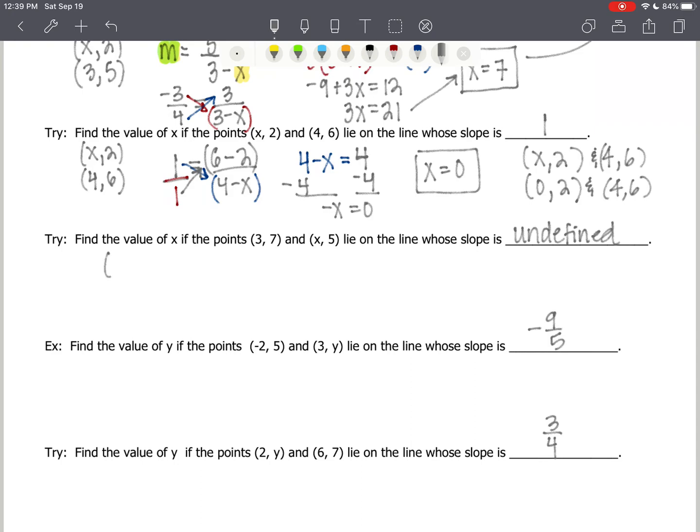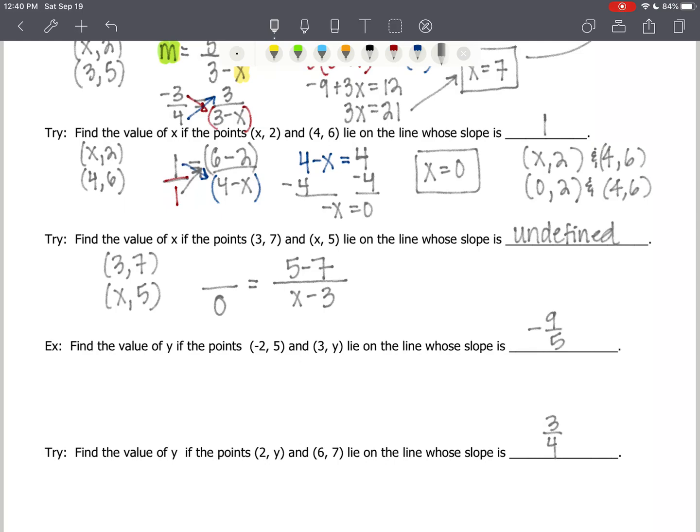I'm going to continue, so make sure that you've pressed play, or maybe you're back right now because you already pressed pause and tried it. The slope is undefined. Ooh, an undefined slope means that I have a 0 in the denominator. So I'm going to leave the numerator blank for right now, and I'm going to set up the other side of my fraction. 5 minus 7 over x minus 3.